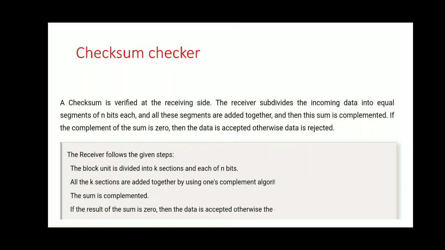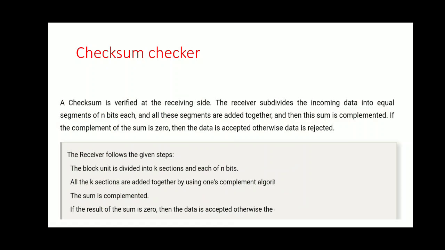The receiver subdivides the incoming data into equal segments of n bits each, and all these segments are added together, and then this sum is complemented. If the complement of the sum is 0, then the data is accepted, otherwise the data is rejected.